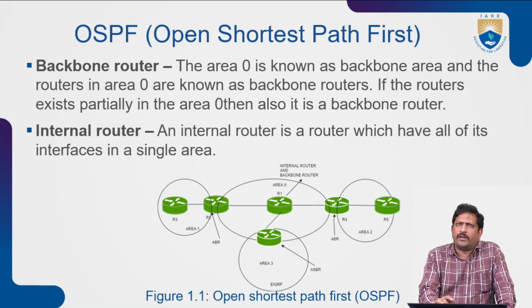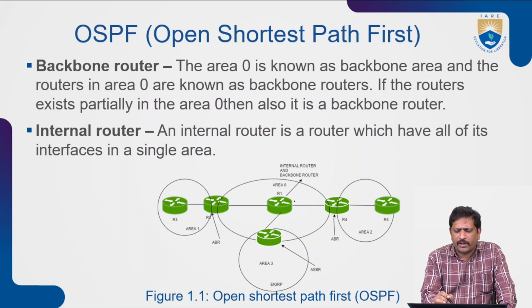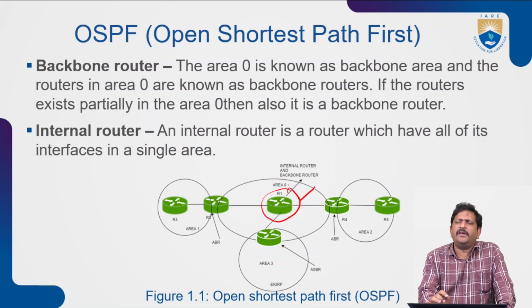Here is the backbone router. Area 0 is known as the backbone. This means the router is located inside the network, providing the service to that particular area only, and the routers in area 0 are known as backbone routers. So this is the backbone router. If a router exists partially in an area, that is other than the backbone router, it is an internal router.